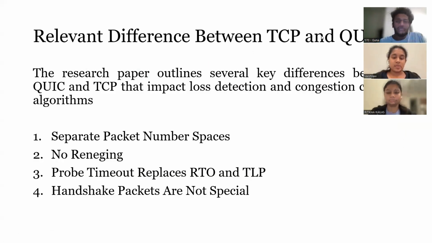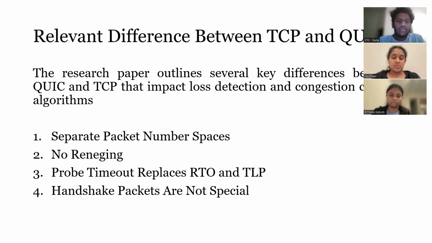So here are the four main differences between TCP and QUIC. First is separate packet number spaces. QUIC uses packet numbers assigned for each packet, whereas TCP uses a sequence number assigned for each byte of the data. And second is no reneging. QUIC does not allow the reneging of packet acknowledgements, simplifying implementations and reducing memory pressure on senders compared to TCP acknowledgements.